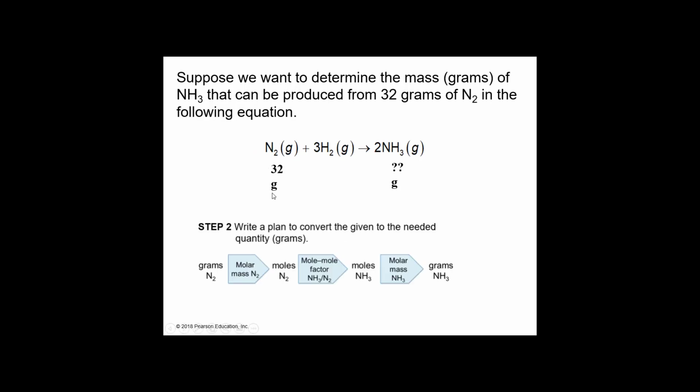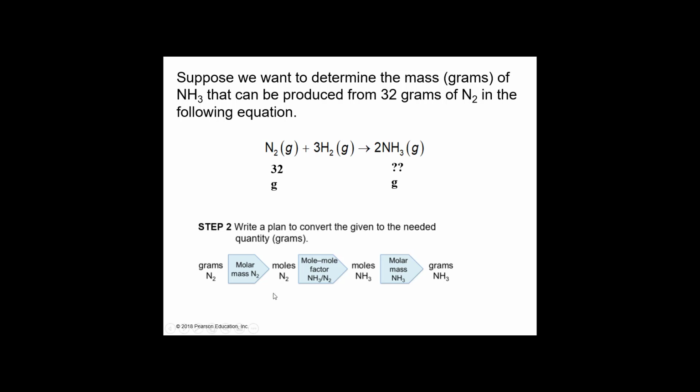We're going to do a stepping stone. So we start with 32 grams here, and we want to know what this one is. So here we have grams of nitrogen, we use the molar mass of nitrogen. Why do we always use the molar mass? Because the grams will cancel out with the molar mass, leaving us with the moles of nitrogen.